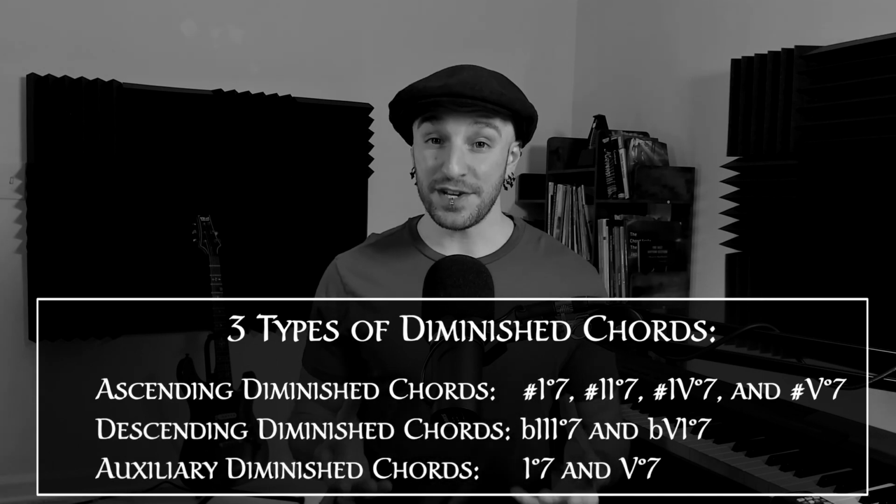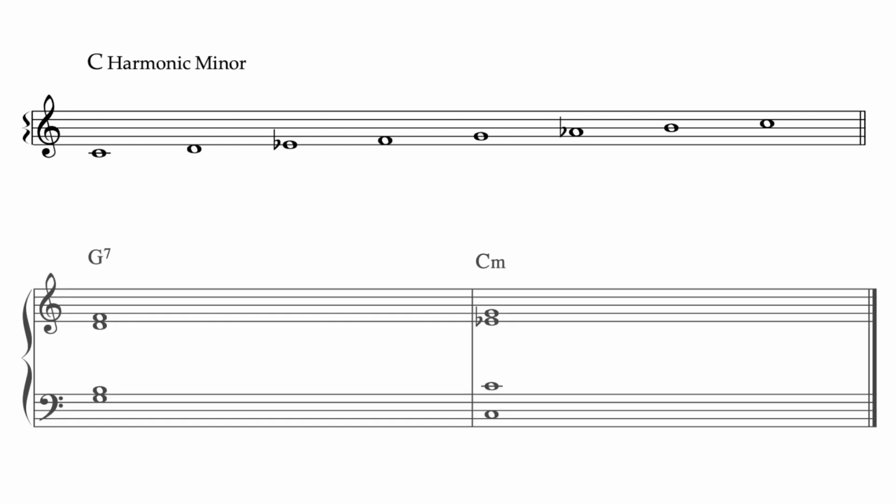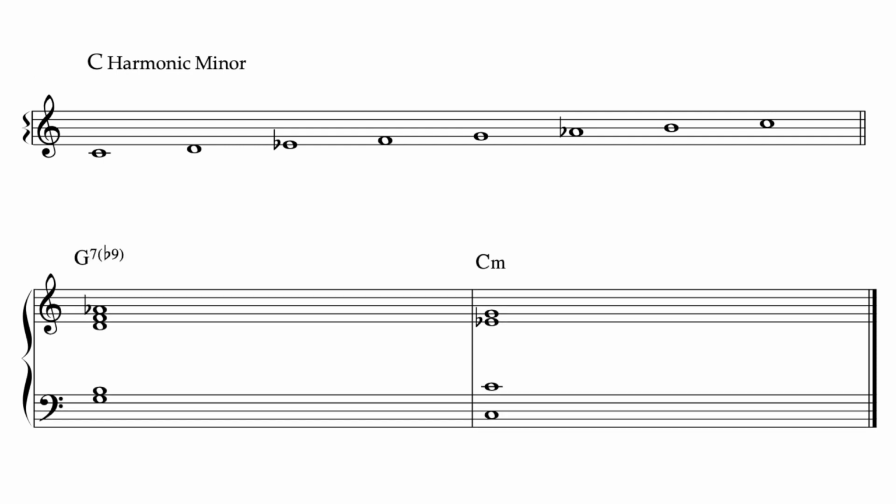Before we get into each individual diminished chord, its point of resolution, and the appropriate chord scale, let's first look at the origins of the diminished chord. Let's take the key of C harmonic minor. If you stack in thirds, which is how you build chords in tertiary harmony, you get G, B, D, and F, your G dominant chord. Well, if you add one more third to that, the A flat, you now have G7 flat 9.